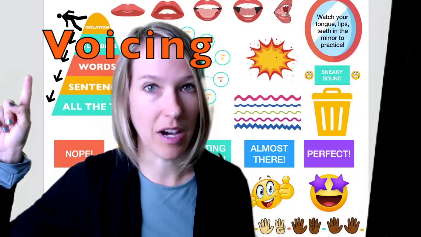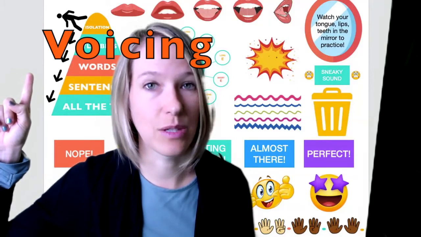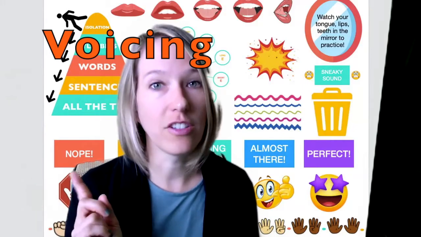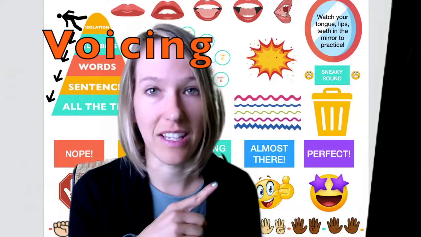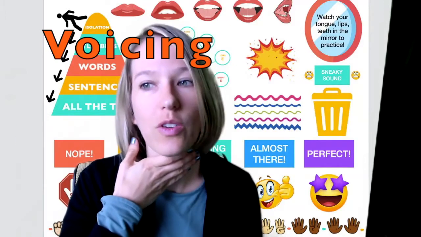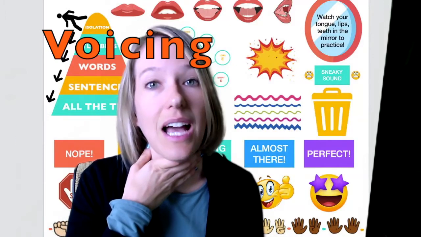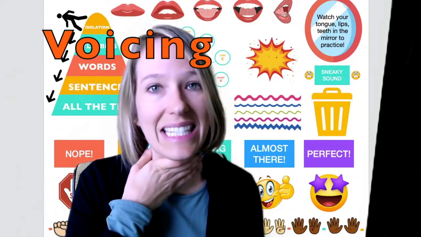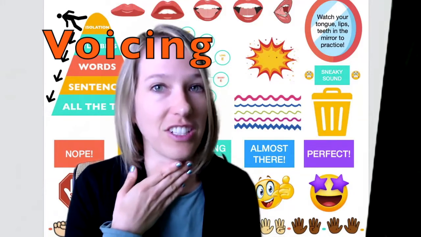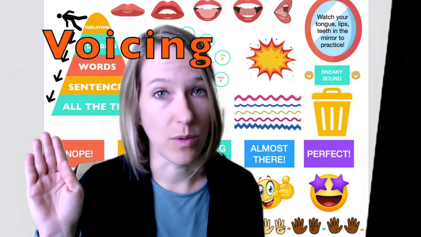Lastly, I'm going to talk about voicing. So we have a little test we can do to tell if the voice is on or off. If it's on, you'll feel a vibration in your throat, and if it's off, you won't. So I'm going to have you take your hand, put it on your throat, and we're going to go g, d, z. So for all of those, I feel a vibration or a little tickle here. So that means the voice was on.